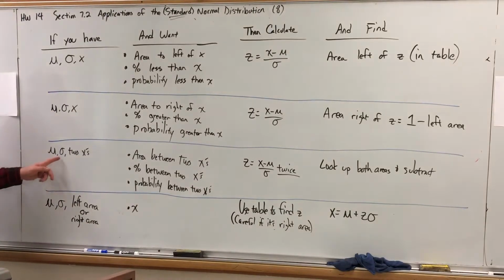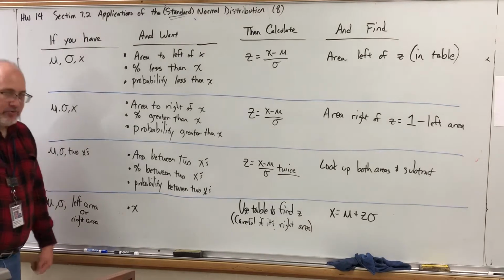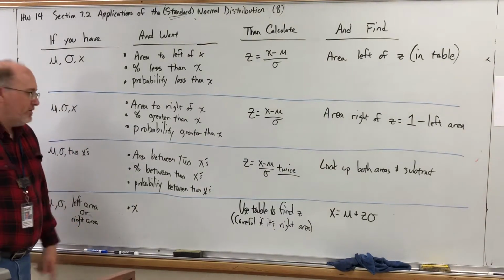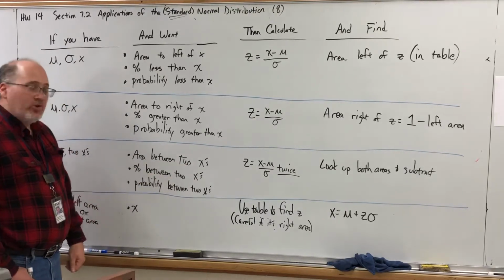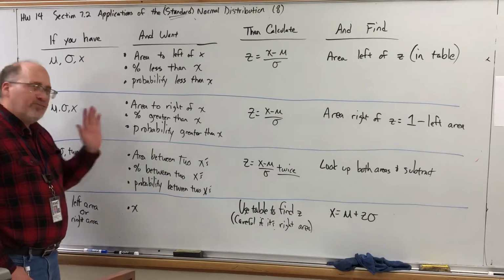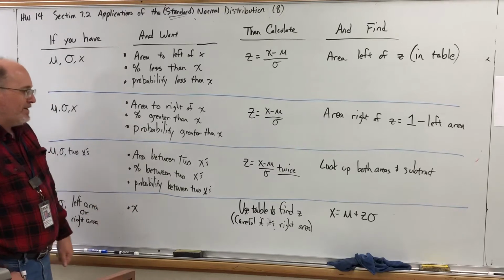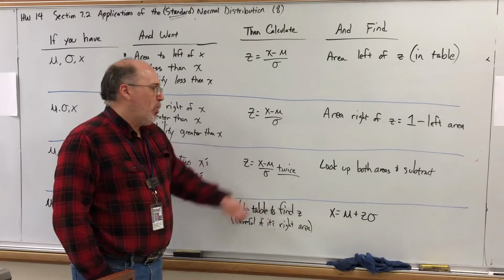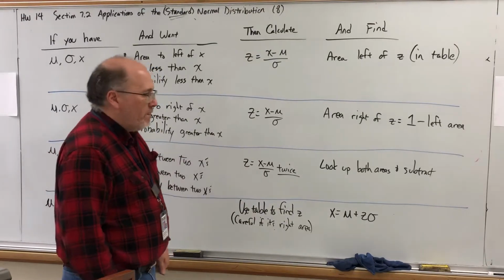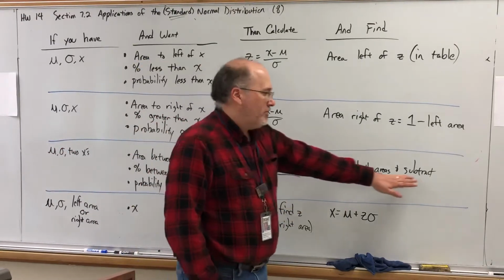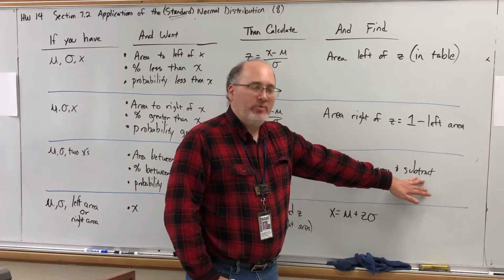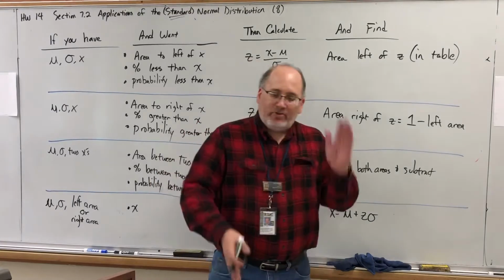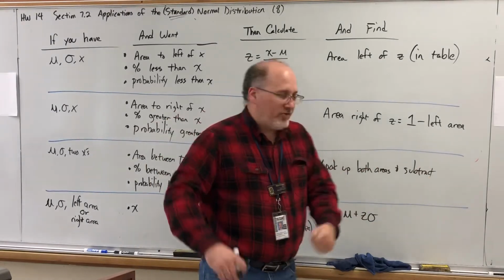If you have a mean, a standard deviation, and two x values, two measurements, then it's probably something to do with the in-between. The area between the two x's under the curve, the percent of the measurements between the two x's, or the probability that a measurement is between the two x's. Then you have to find the z-scores twice, once for each x. Then you look up both areas and subtract. You don't have to worry about left versus right. We've already had that discussion. But again, to find the area between, you look up both z-scores' left areas and subtract the two.